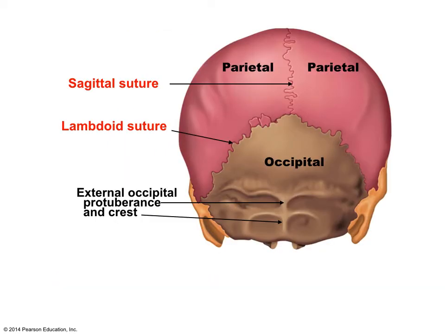Posterior view will show the other suture which joins the two parietal bones in a midline, and that is the sagittal suture. Occipital bone contains a protuberance, a bump, and a ridge known as the crest.